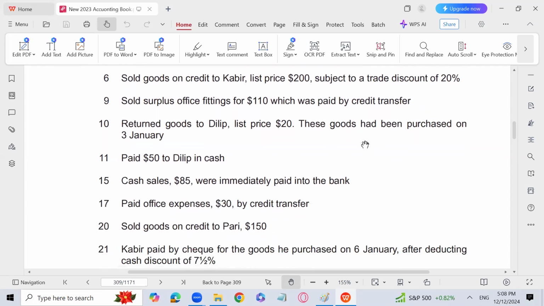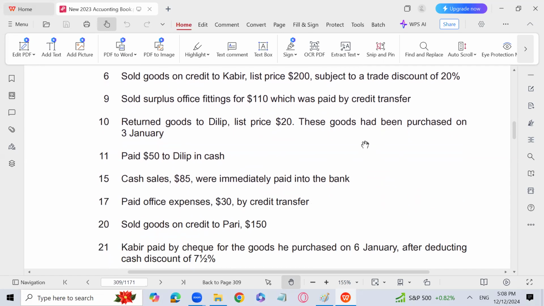Paid 50 to Dilip in cash. Dilip debit and cash credit, it will go in the cash book. Cash sales 85 were immediately paid into the bank. Bank debit and sales credit. Obviously, it will go in the cash book. 85 bank debit and sales credit.